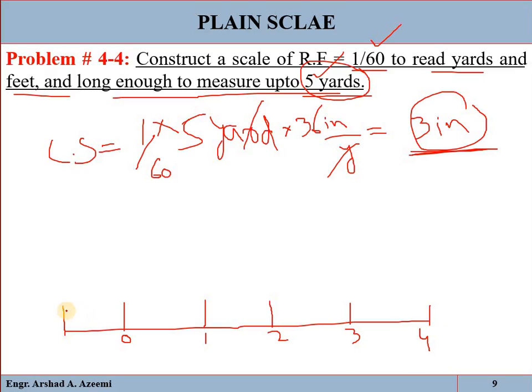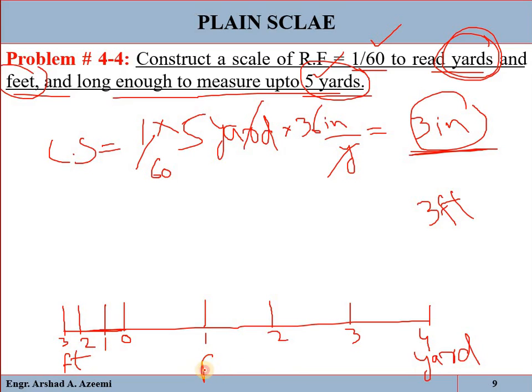And see, in 1 yard we have 3 feet, and in the question it is given that we have to represent yard and feet. So divide the first part into 3 equal parts. This will represent 1 feet distance, this is 1 feet, this is 2 feet, and this is 3 feet. 3 feet means 1 yard. So right here the unit feet, and right here the unit yard. And write the representative fraction below the scale, which is 1/60.